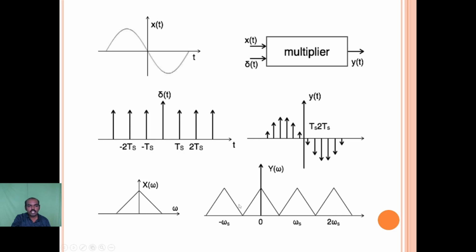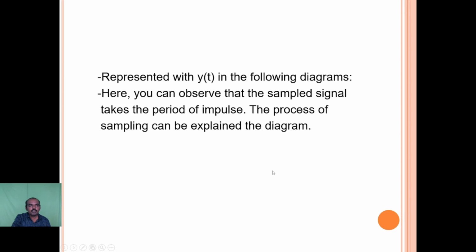Here we used another two diagrams. These diagrams are in frequency domain. Here, x of omega is the representation of x of t. This x of t is mentioned in time domain. This x of omega is mentioned in frequency domain. Next, here we used y of omega. Y of omega is another representation of y of t. So y of t is mentioned in time domain. Y of omega is mentioned in frequency domain. Here, represented with y of t, you can observe the sampled signal takes the period of impulse. The process of sampling can be explained.